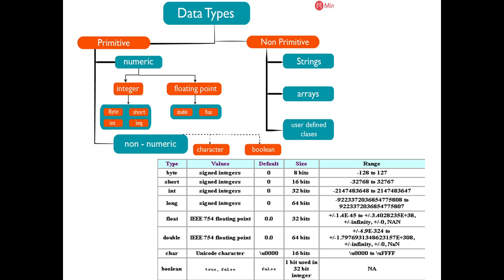The main difference between Java and other C and C++ are the size allocated for each data type. In Java, the byte data type occupies 8 bits, that is 1 byte. Short occupies 16 bits.